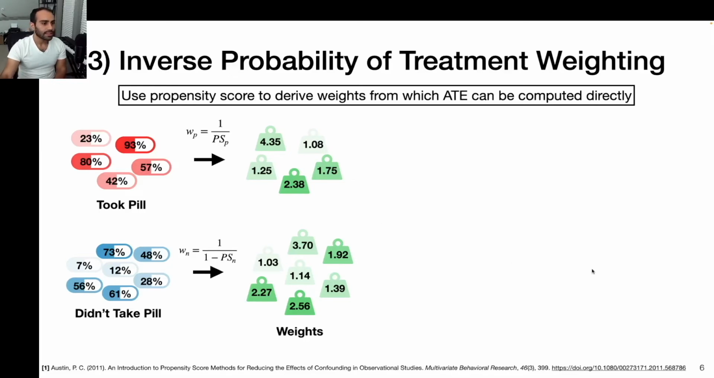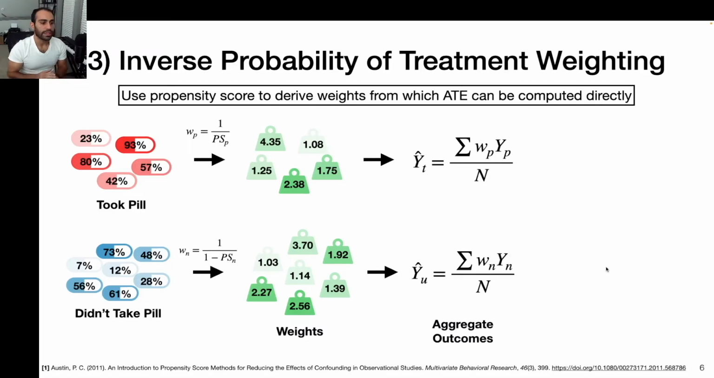Okay, and then the next step is we use these weights to aggregate the outcomes for the treated and untreated populations. So we weight each outcome. P is indexing, again, the people that took the pill. We do this for every subject in the treated population. We multiply these together, we add them all up, and then we divide by N, which is the total number of subjects. So in this case, it would be 12. And that gives us the aggregated outcome for the treated population.